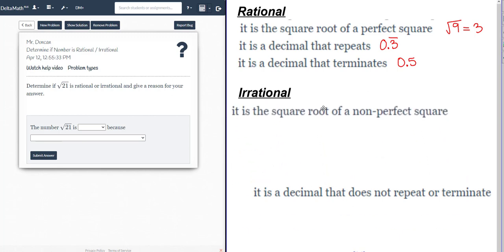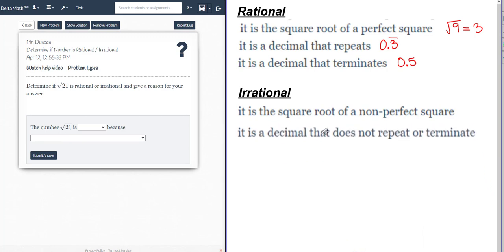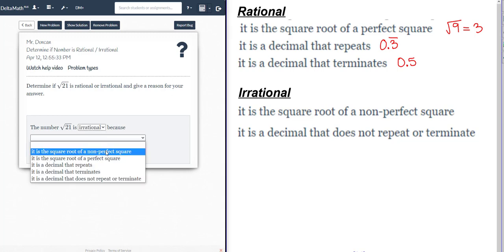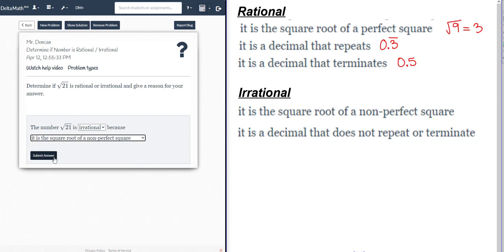So the first thing we can go ahead and do, we can say it is the square root of a non-perfect square, or we can say it is a decimal that does not repeat or terminate. In this one right here, it's the square root of 21. If 21 were a perfect square, it would be considered rational, but because 21 is not a perfect square, we're going to say that it's irrational because it's the square root of a non-perfect square.